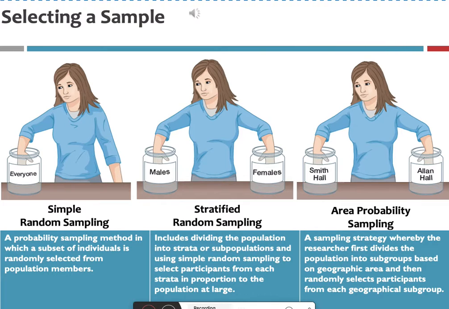So area probability sampling has to do with geographical areas, and stratified random sampling just generally relates to different subpopulations, but isn't geographic in nature.